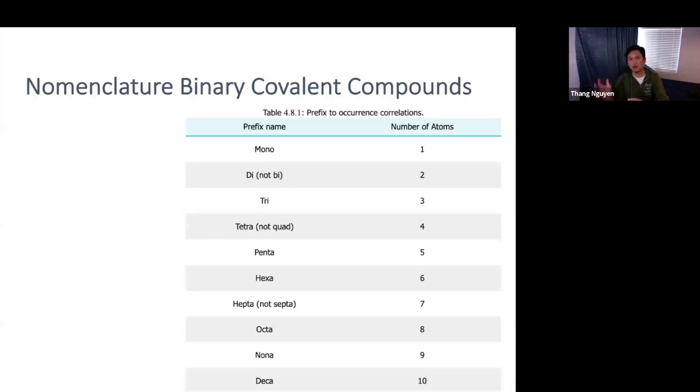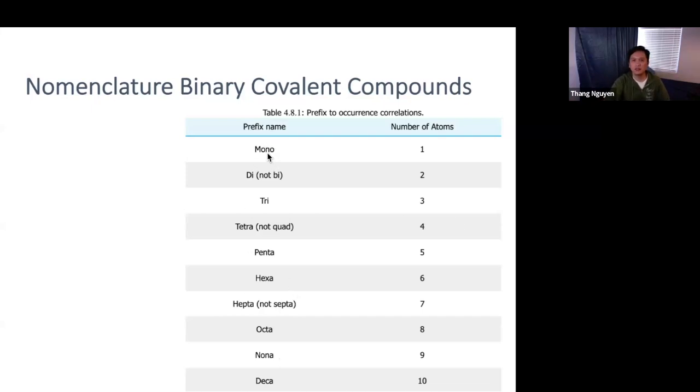All right, so let's move on now to naming. Another big word for naming is nomenclature. So how do you name binary covalent compounds? Binary means a compound that has only two types of elements in it. So that's why it's called binary. In order to name these compounds, you just add a prefix that lets you know how many atoms of a single element you have in that compound in the front of the element. And you would need to know these prefixes.